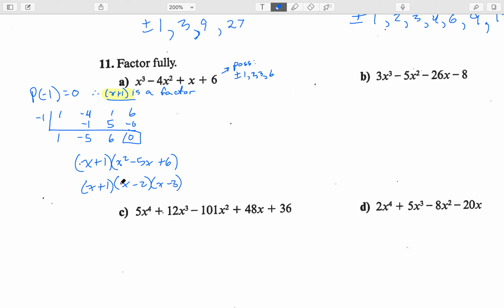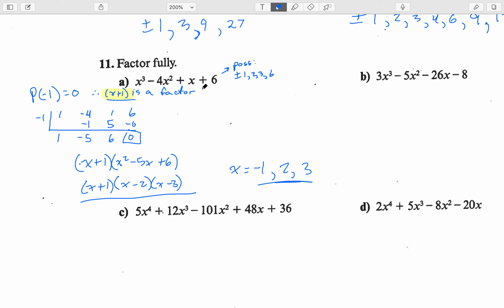X plus 1. You remember, two numbers multiplied to 6, they're either both positive or both negative. They're both negative because they add up to a minus. So there it is. That's what it is factored. Okay, so what is x equal to? X is equal to negative 1 or 2 or 3, right?